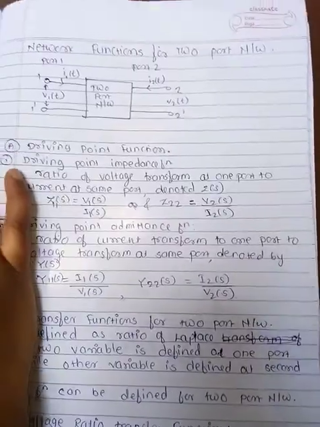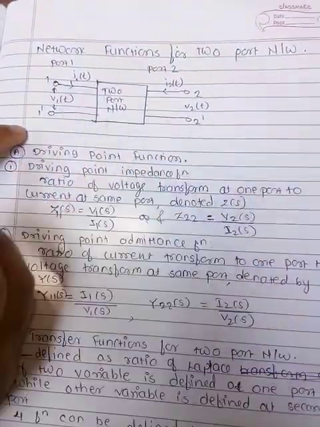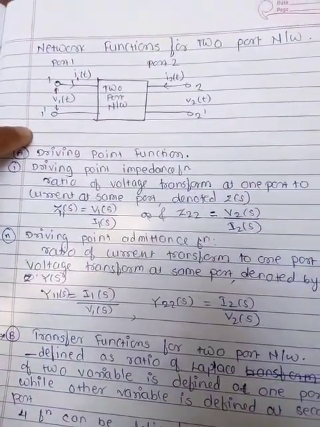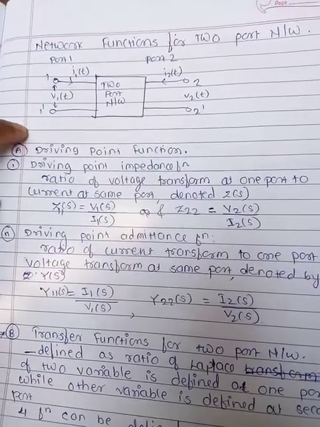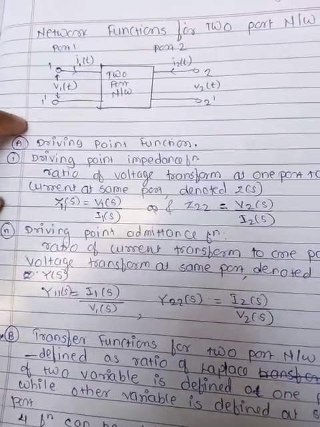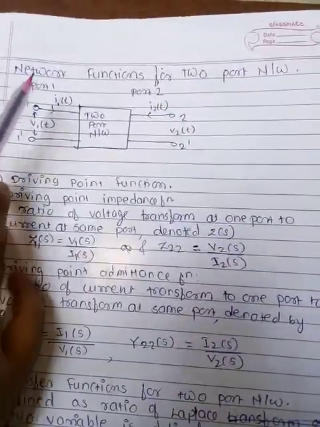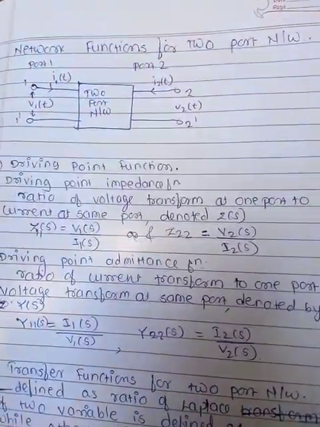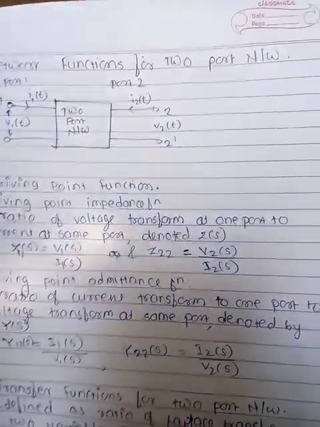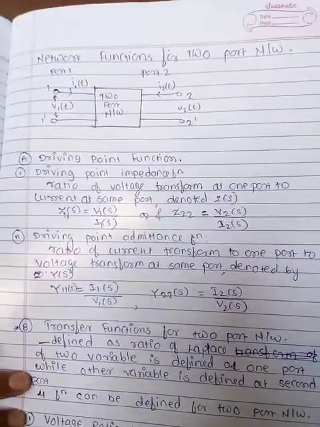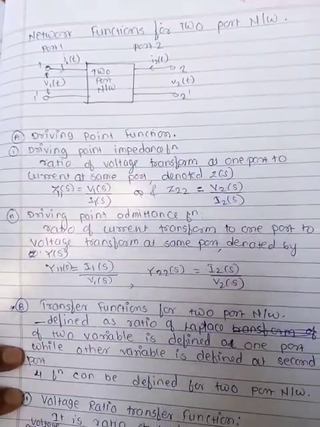Now the second part, the network function for the two-port network. As we have discussed, for the one-port network there are two driving point functions: first is impedance and second is admittance. But for the network function for the two-port, there are basically two main functions. First is the driving point function and second is the transfer function.